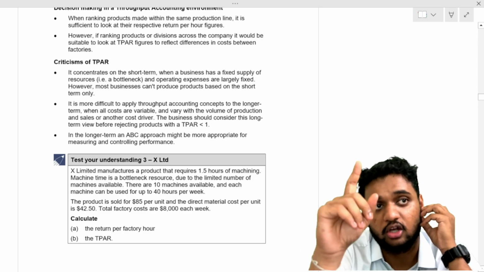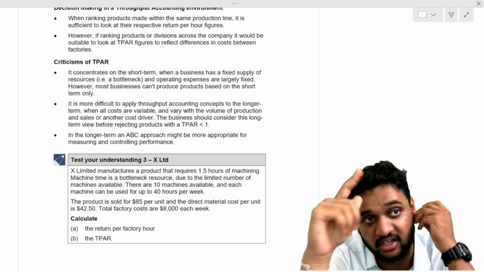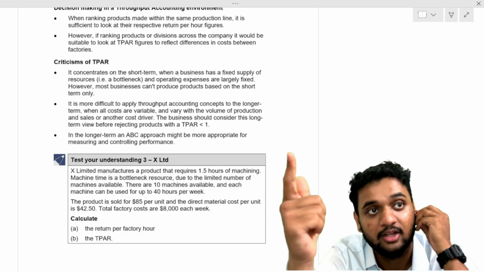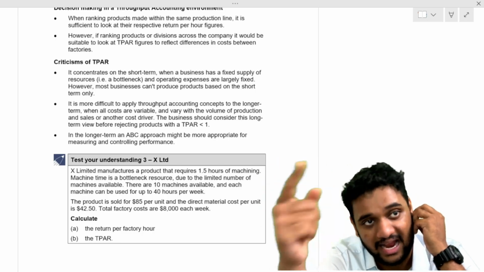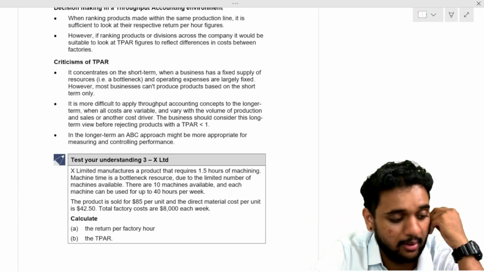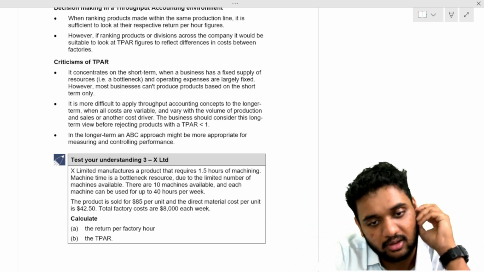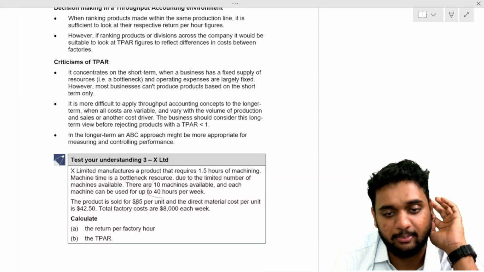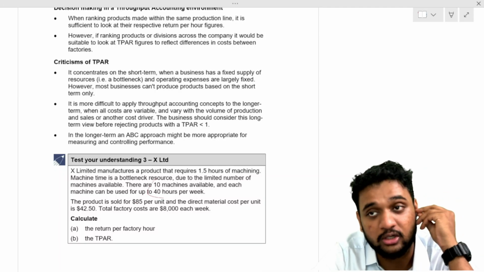For the total cost, you have to take only the cost which you didn't consider in the above return formula. In throughput, you would have considered the machine cost. Other costs will come here. Total cost is 8,000 each week, divided by total hours. Everything is given per week only, so we'll take everything per week.